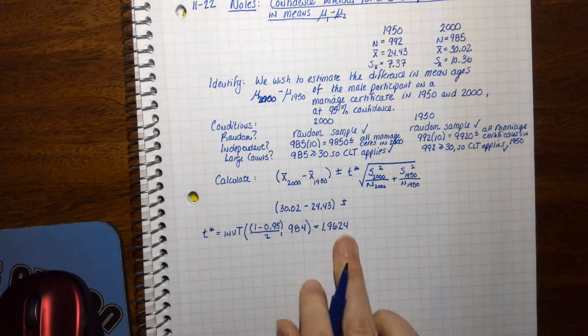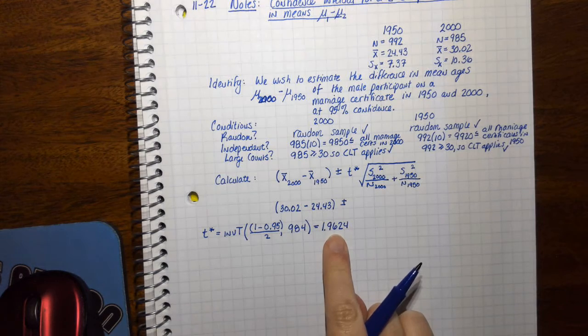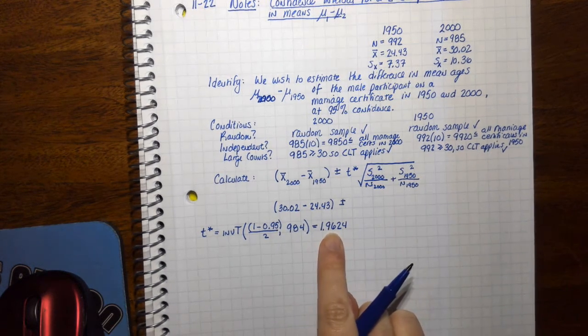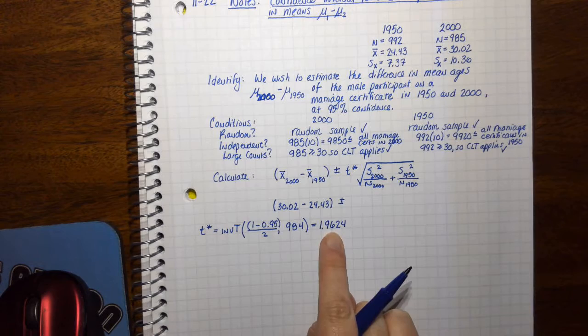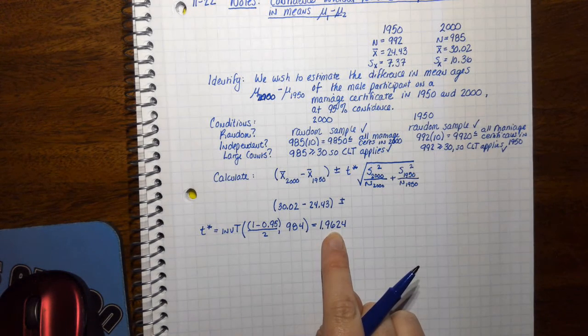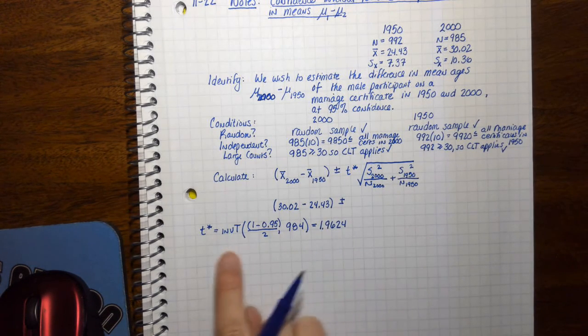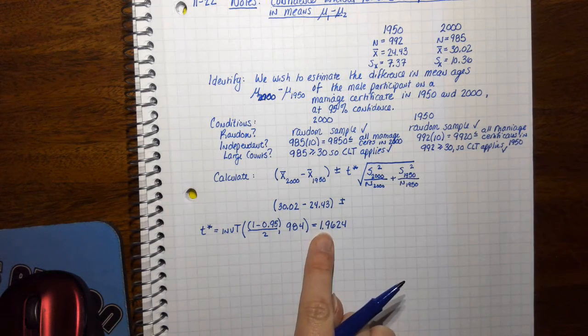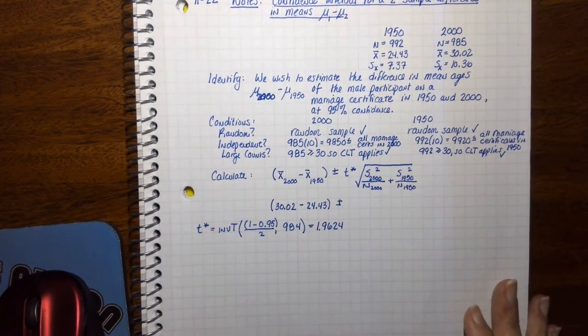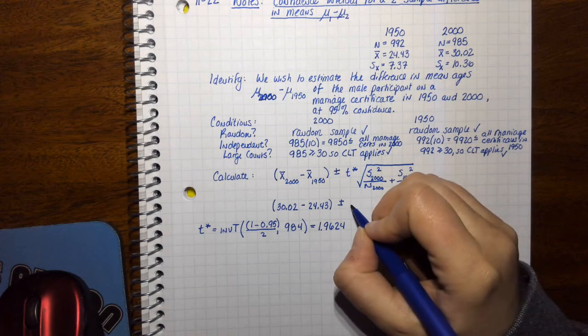1.9624. Just want to quickly make a note here that this is extremely close to 1.96. Why is that? Well, it's because your sample sizes are so huge that the t distribution in this case is very, very much like the normal curve.